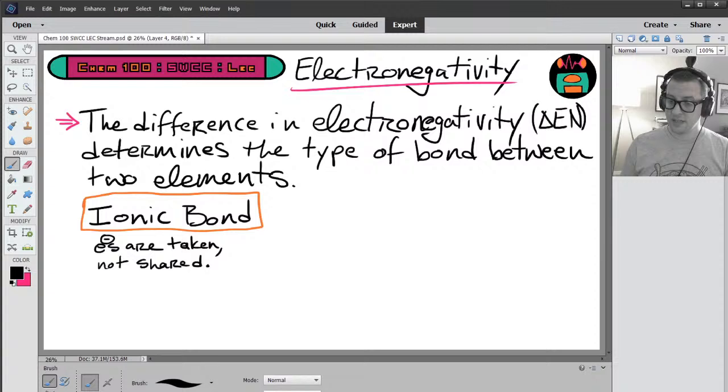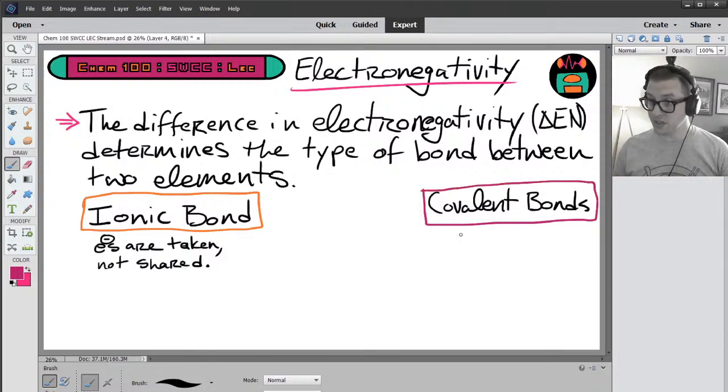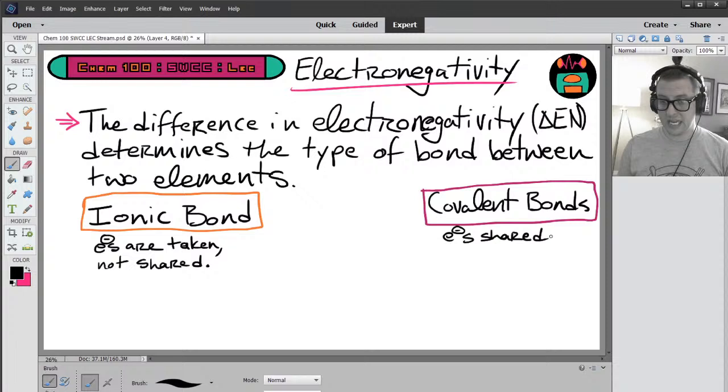On the other end of the spectrum, you have covalent bonds. And covalent bonds, as you might suspect, are the types of bonds we find in covalent compounds. In covalent bonds, electrons are shared evenly between the two atoms, between the two nuclei.